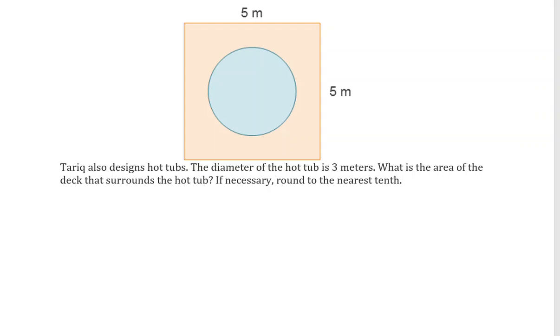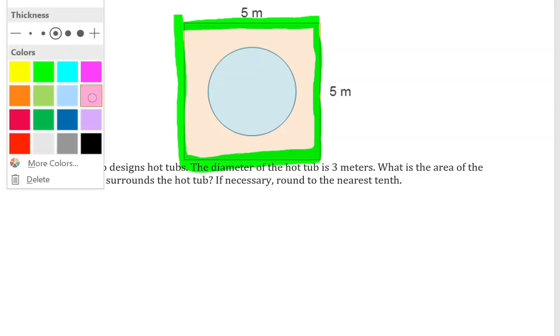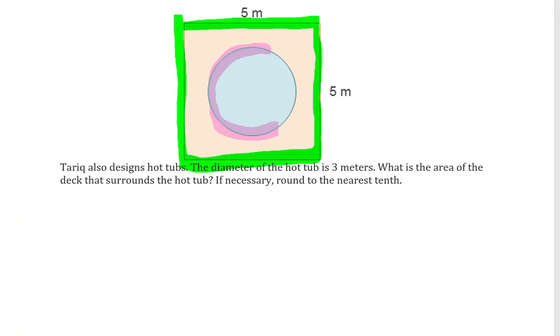All right, so this is another video explaining problems for area of composite figures using formulas that we've already learned in this unit. So the hot tub that Tariq designed that I see in front of me, it looks like we've got a square. There's my square. And we have in the center a circle.